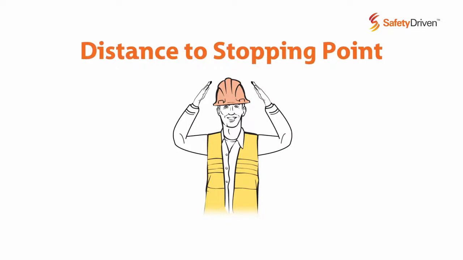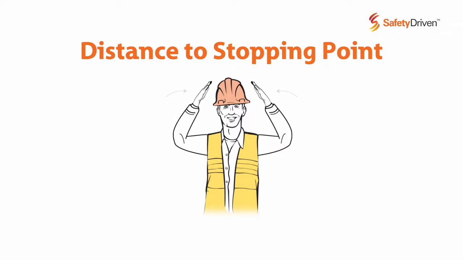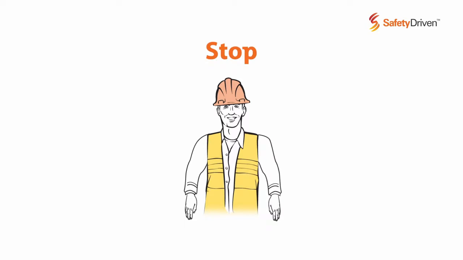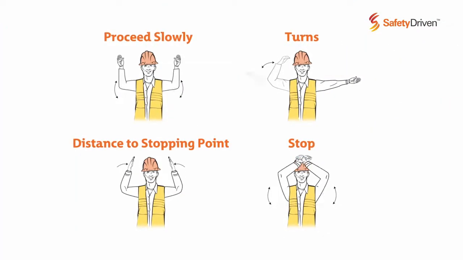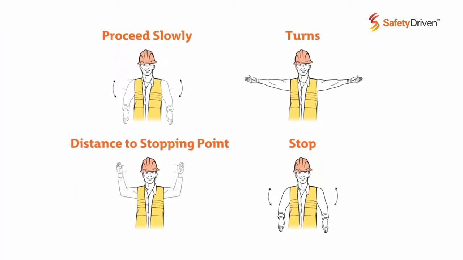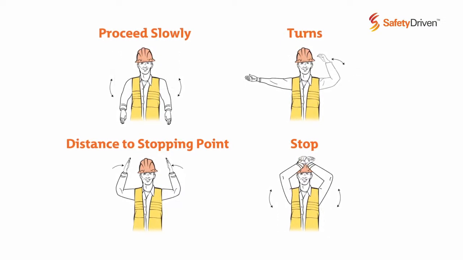Distance to stopping point. Face palms forward with hands above head. Bring elbows forward and hands together. Stop. Cross both arms above head. Clear hand signals with distinct and purposeful body movements make for good communication between spotter and driver.